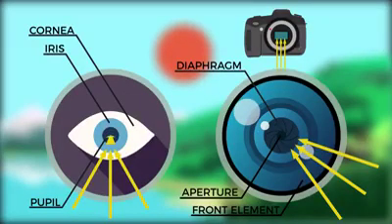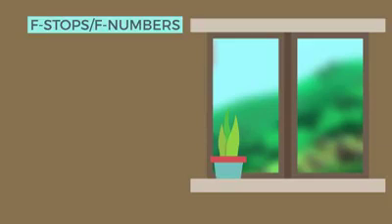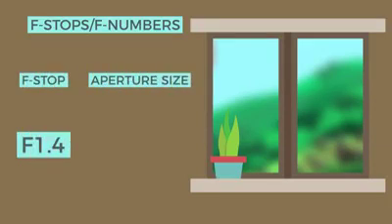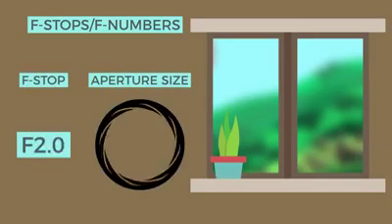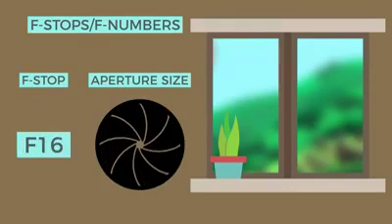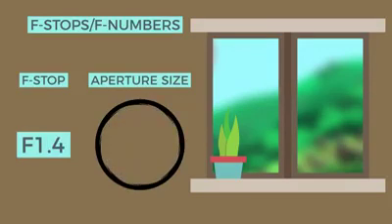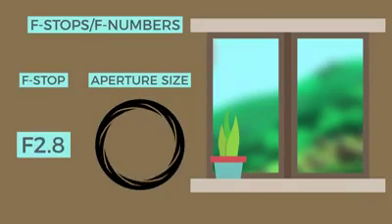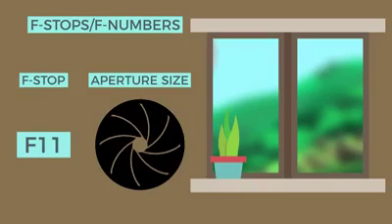In photography, aperture is expressed in f numbers, also known as f-stops. F-stops are a way of describing how open or closed the aperture is. A smaller f-stop means a larger aperture, while a larger f-stop means a smaller aperture. This can be tricky to remember, since large f-stops mean small aperture sizes. So an f-stop of f1.4 is larger than f2.8 and much larger than f8 or f11.